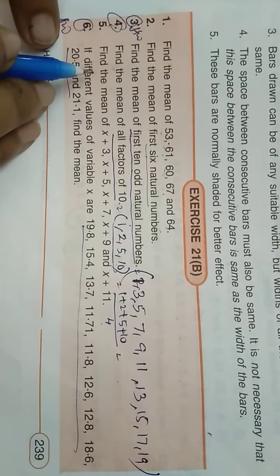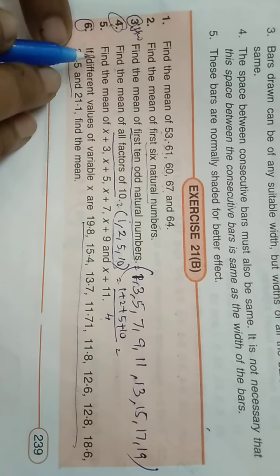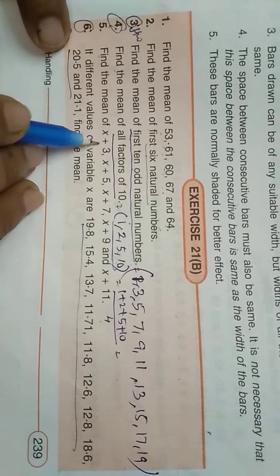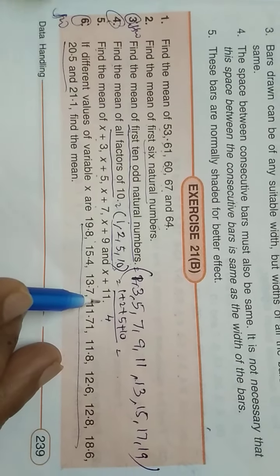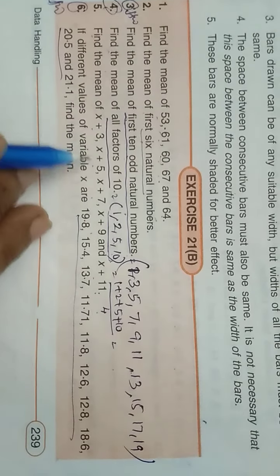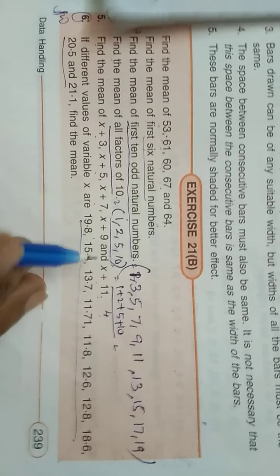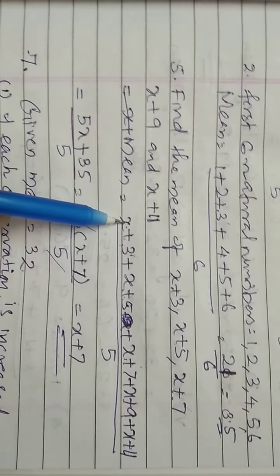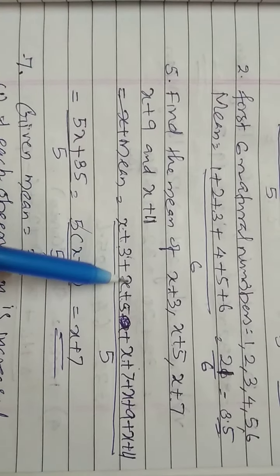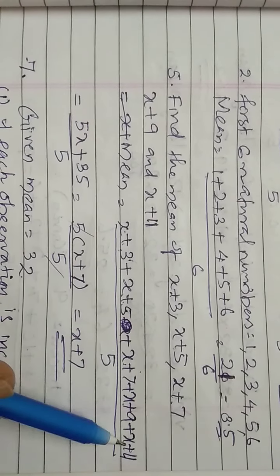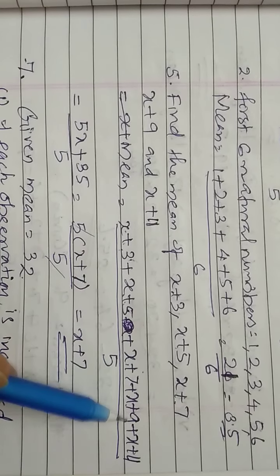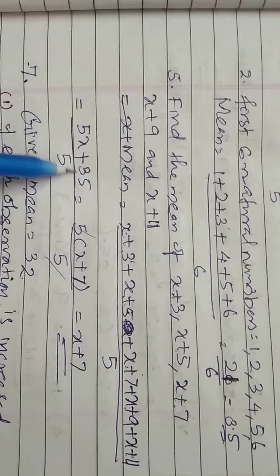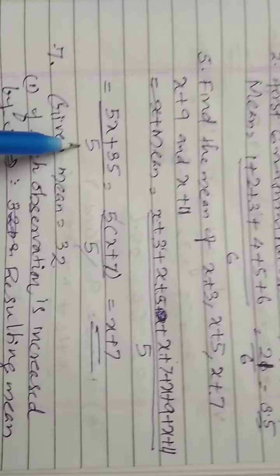This is another example I have explained earlier. Find the mean of x plus 3, x plus 5, x plus 7, x plus 9 and x plus 11. There is no need to find the value of x, just find the mean. We just add all the terms. There are 1, 2, 3, 4, 5 x's, so 5x. Then the numbers are added together: 3 plus 5 plus 7 plus 9 plus 11. I got 35. Then 5x plus 35 by 5.